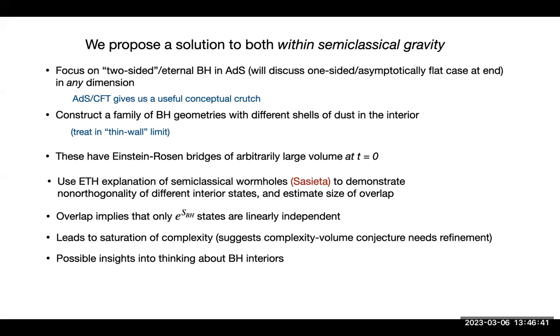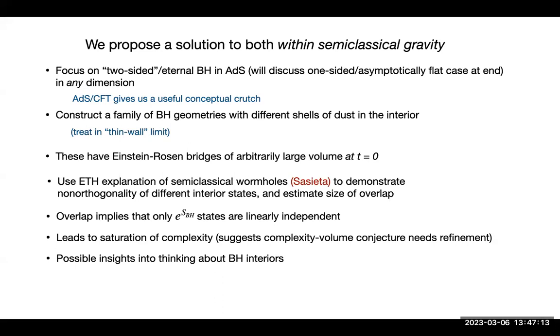This seems to suggest that the complexity volume conjecture needs refinement, as I'll argue, because long wormholes are linear combinations of short ones, and maybe it will give us some other ways of thinking about black hole interiors. So I'll say from the outset, there are a lot of holes here, and a number of approximations we make, but we get an answer which is very plausible, and I don't think we've made any circular assumptions. So what we've done is think about the hardware, plugging in the details, pushing the implications and so on.